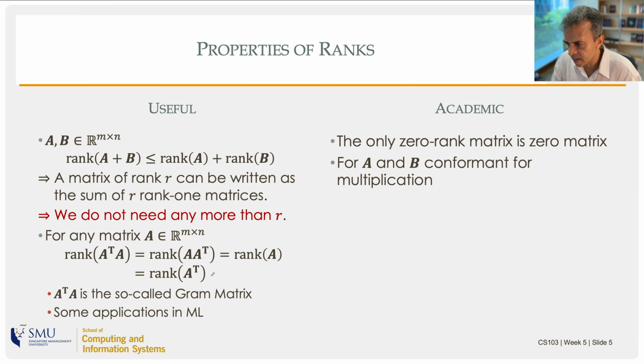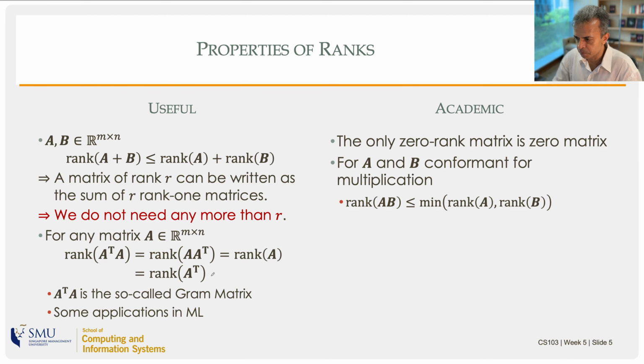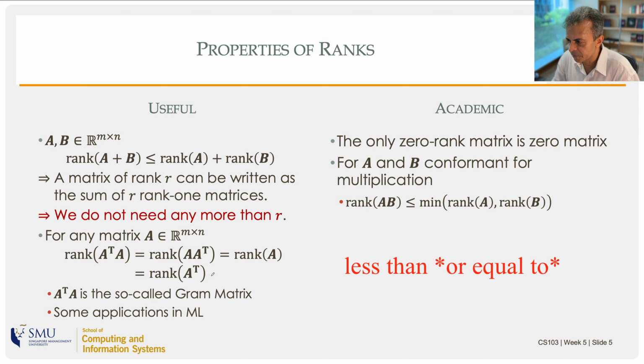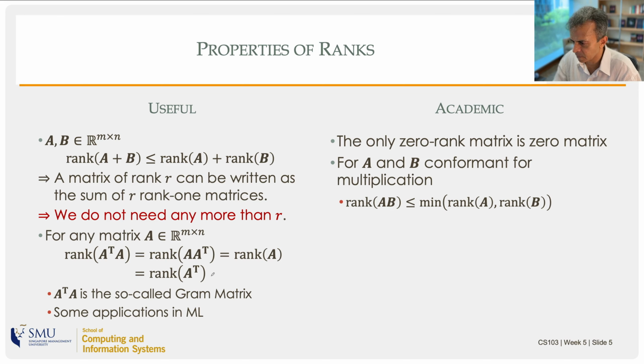The second thing is that if two matrices are conformant for multiplication, then I can make the statement that the rank of the product is less than or equal to the minimum of the ranks of either one of the matrices. Well, this is true in general. In our case, let's take our favorite equation, Ax equal to B.